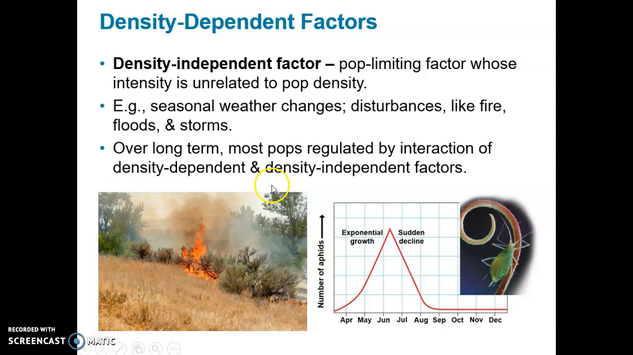Over the long term, most populations are regulated by a complex interaction of density-dependent and density-independent factors. Some can become more important at certain times in the year or season. Others can become more important at other times. It depends on the environment, the habitat, the resources the organisms need, and the organism's life strategies or life histories as well.